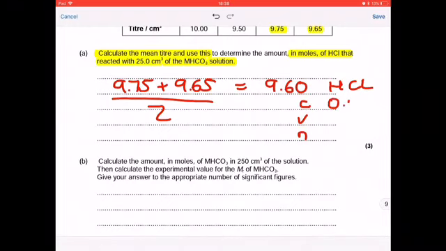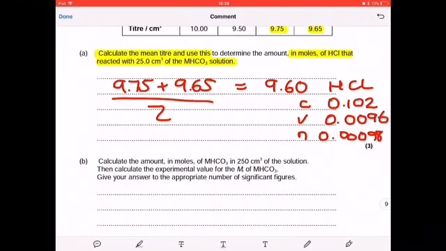So 0.102. The volume, as we've just worked out, is 9.6 centimetres cubed, which when converted to decimetres cubed and divided by 1,000 is 0.0096. A lot of people forget that conversion when it comes to the calculation, so make sure you do it, and then you multiply it by 0.102, and that gives you an answer for the moles of 0.0000979, or just 98. So that's the first question there.